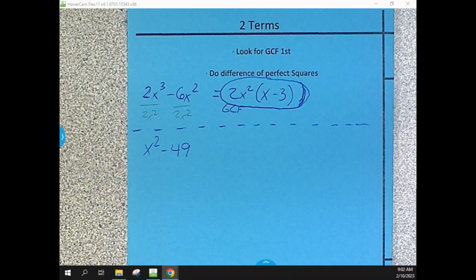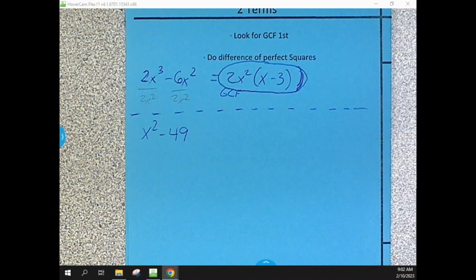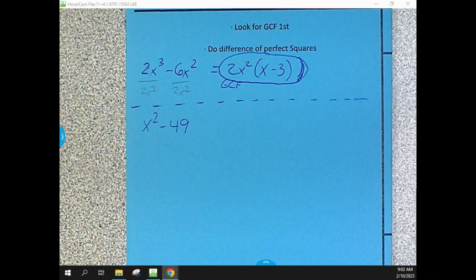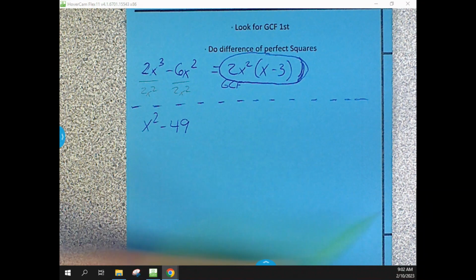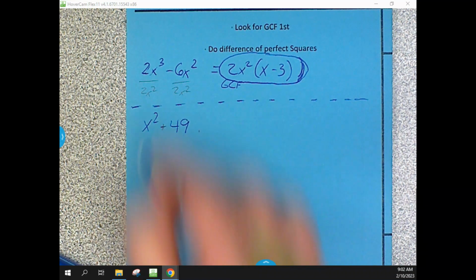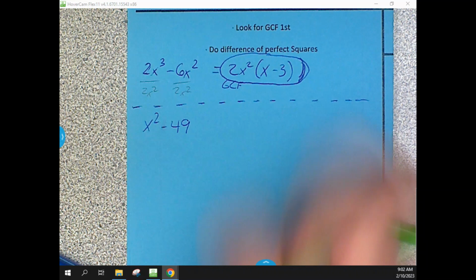But let's say we've got x squared minus 49. Real quick on this one, you can tell there is no greatest common factor because this is 1 and 49. There's nothing we can do with it. When you're looking for a difference of perfect squares, this can only be a difference. A plus doesn't work. So it always has to be a subtraction with two perfect square numbers.